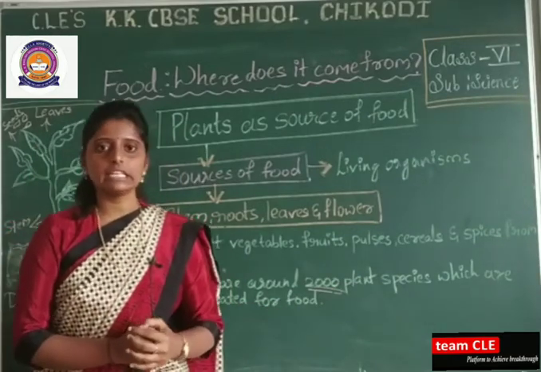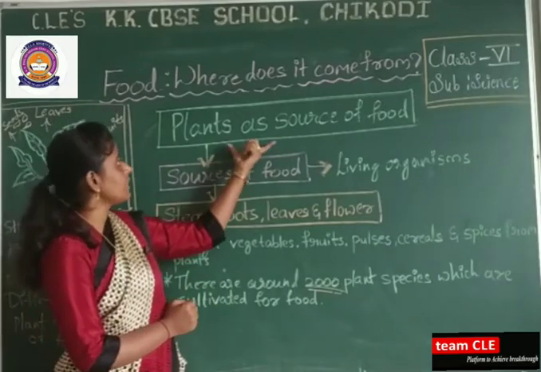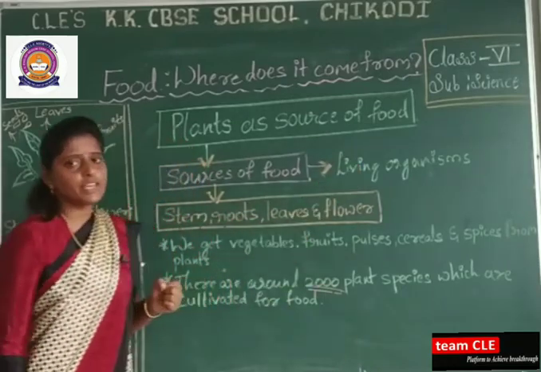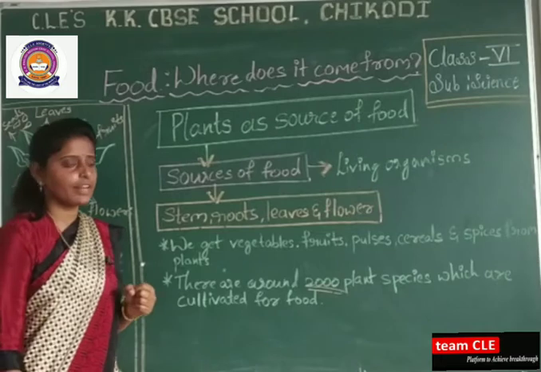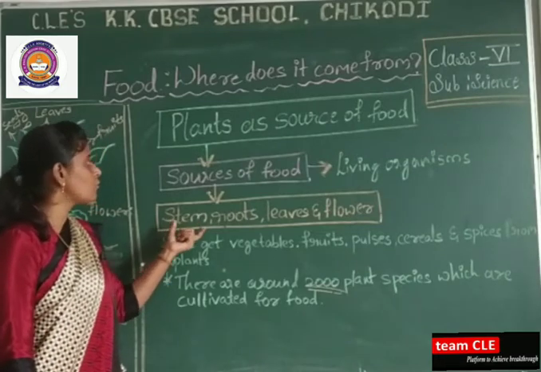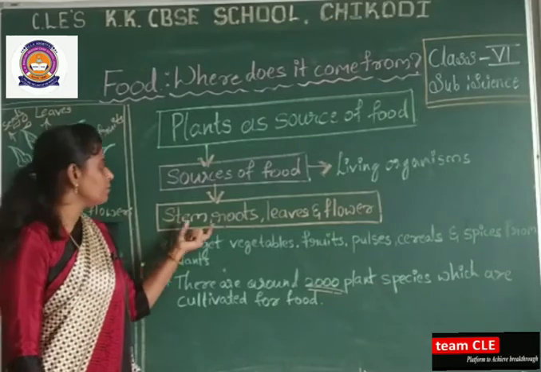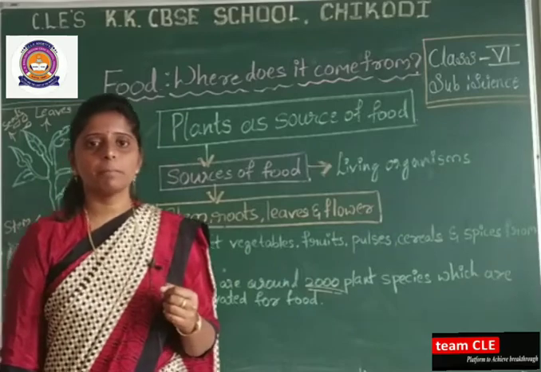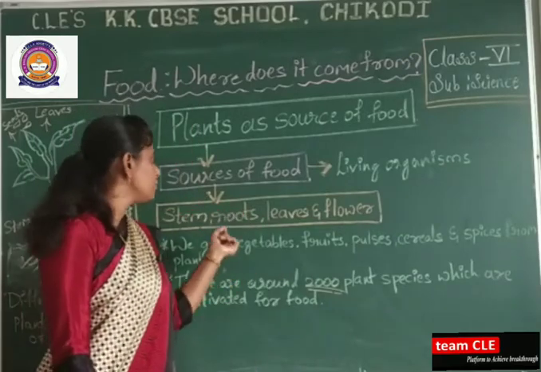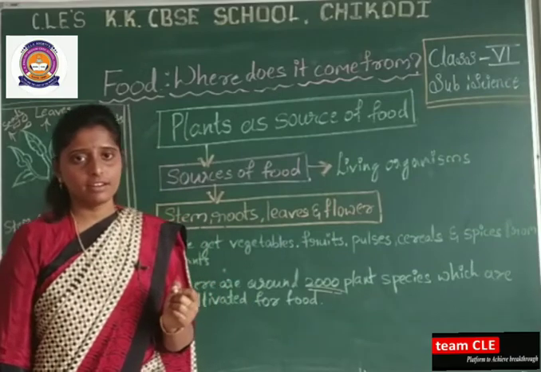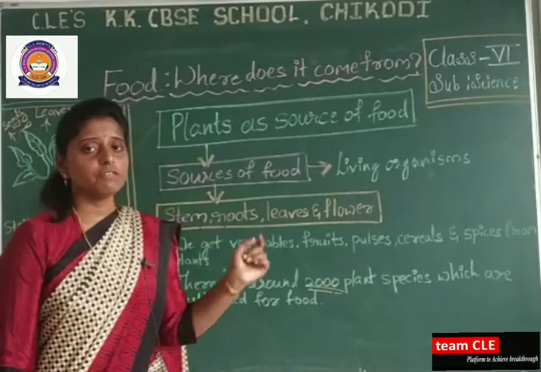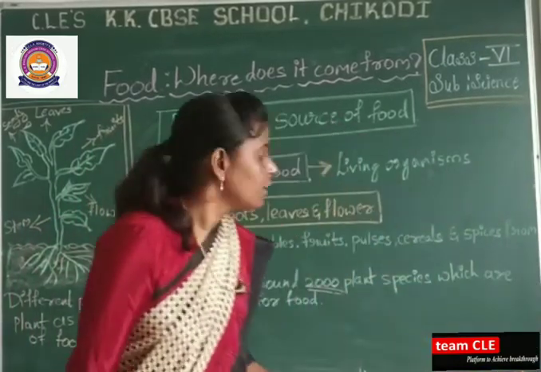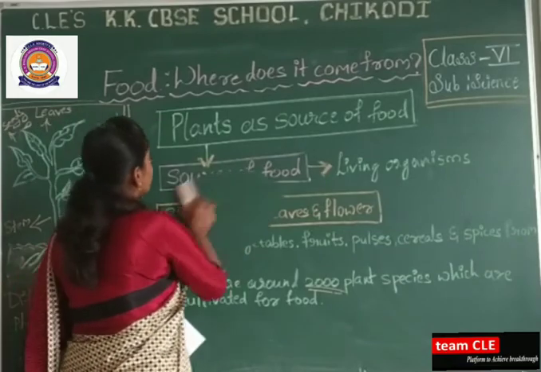I hope you all are understanding the concept. Okay, once again I will revise. Plants are the source of food. For whom? For living organisms. You all know what living organisms are. So as a source of food, what are we getting? We are getting the stem, roots, leaves and flowers. These are some of the foods which we get from plants. Let us now see about stem, roots and leaves one by one.